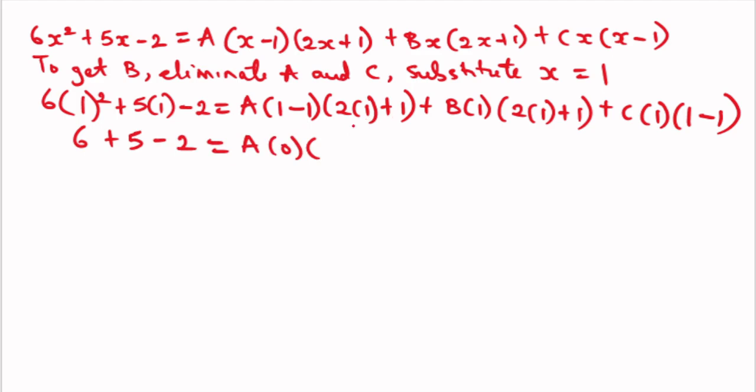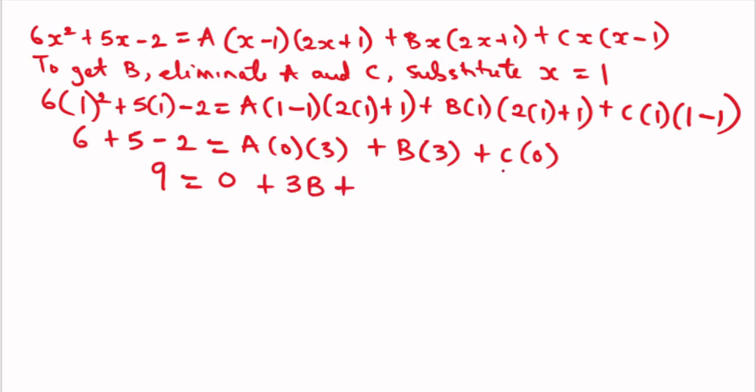2 times 1 is 2, plus 1 is 3, plus b times 1, which is b, bracket 2 times 1 is 2, plus 1 is 3, plus c times 1, which is c, bracket 1 minus 1, which is 0. Now 6 plus 5 is 11, minus 2 gives us 9, equal to a times 0, which is 0, times 3, which is 0, plus 3 times b gives us 3b, plus c times 0 gives us 0. So we are left with 9 equal to 3b.